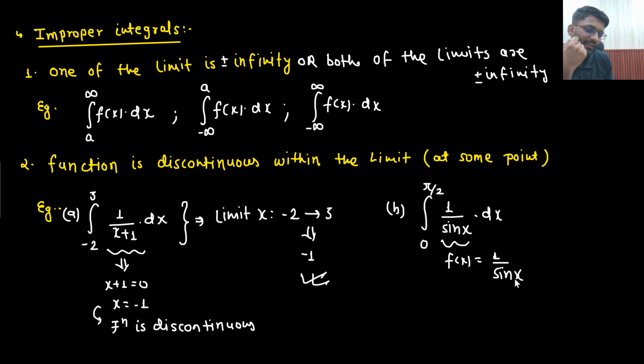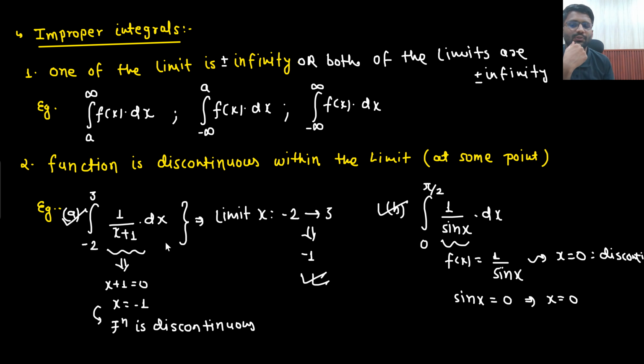When would this become discontinuous? When sin x is 0. When would sin x become 0? At x equals 0. So at x equals 0, this function would become discontinuous. It is discontinuous at x equals 0. And is it lying in this limit? Yes, it is lying in this limit. That means yes, this is also an improper integral.